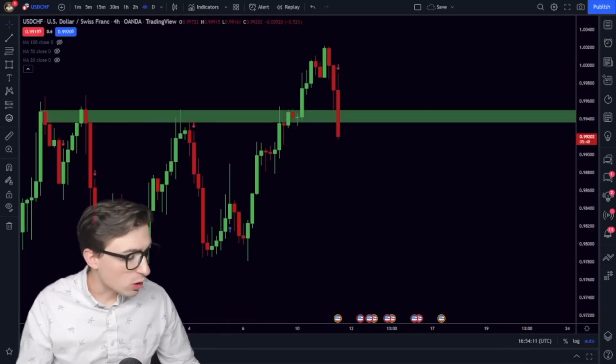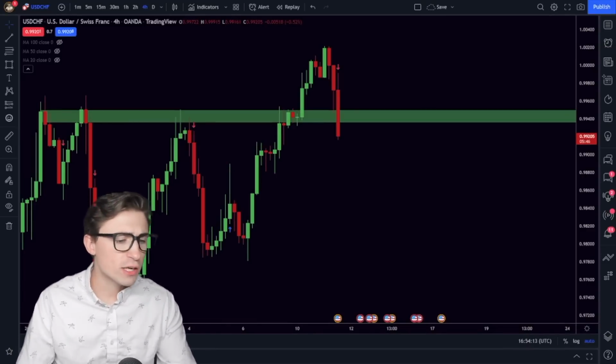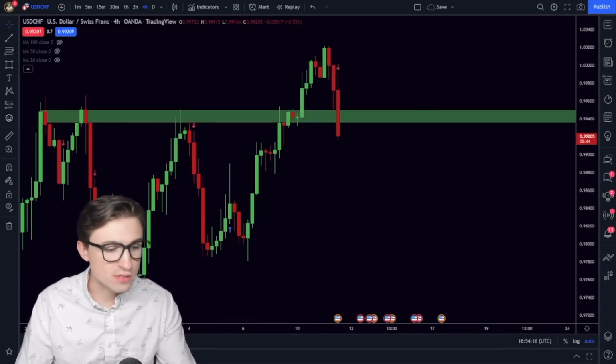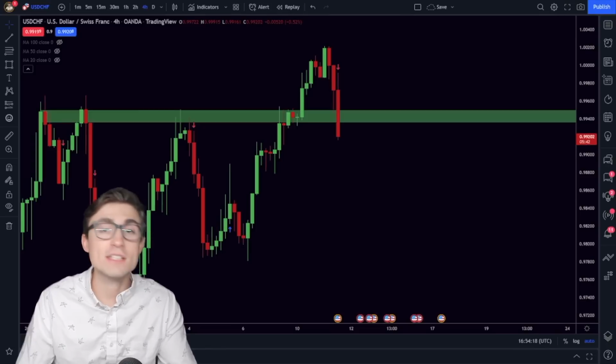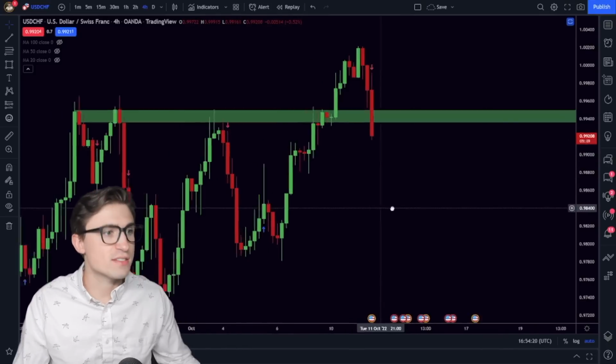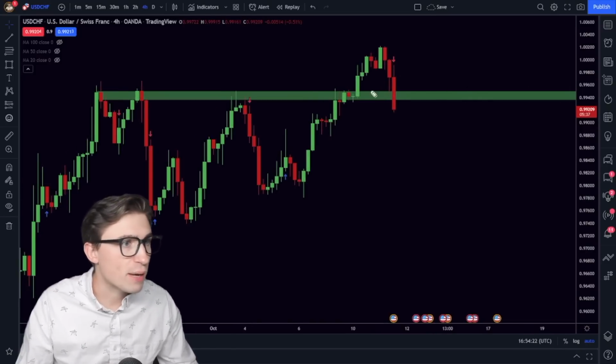Okay, guys, and we are all out of USD CHF for a grand total of $1,376.58, at least on the trade itself. You can see what ended up happening is price came back down to that level and actually broke underneath it.